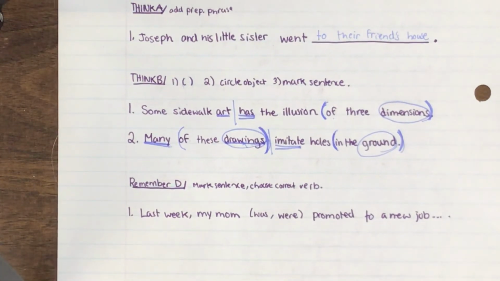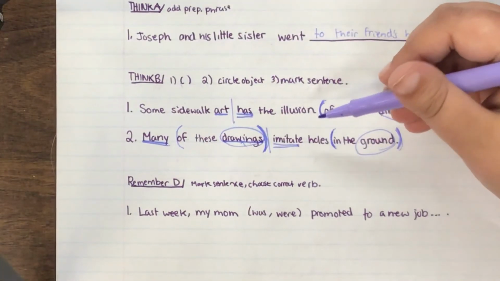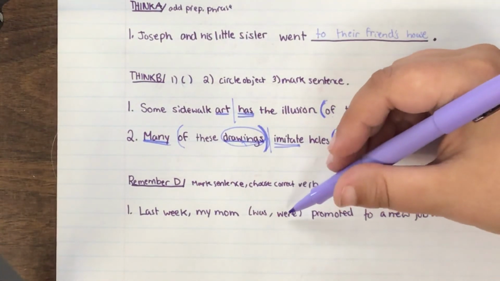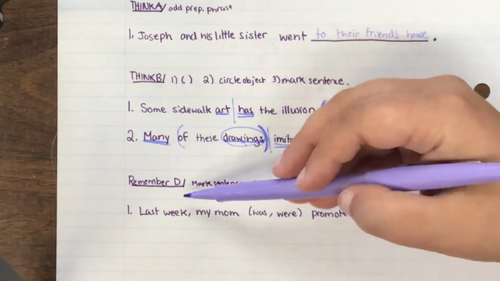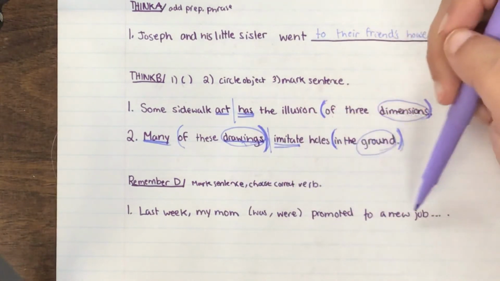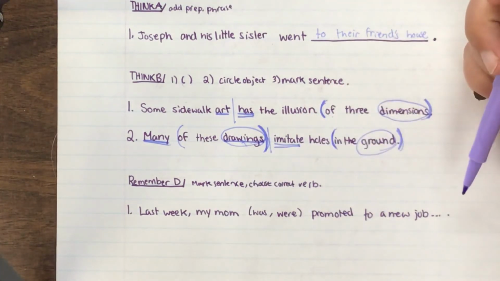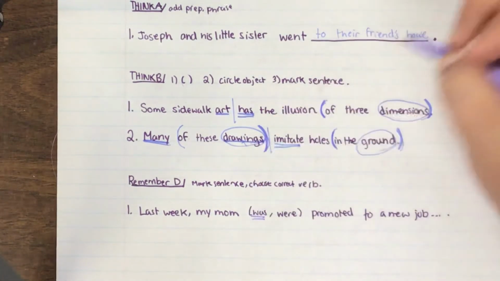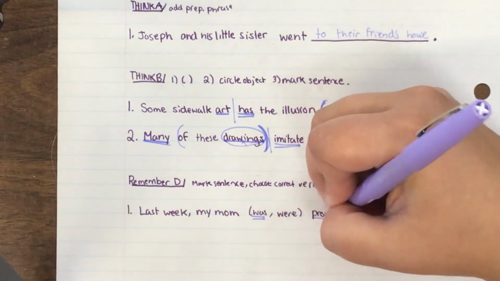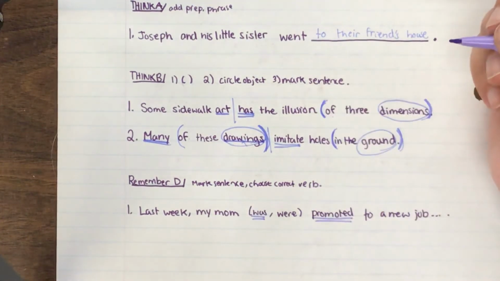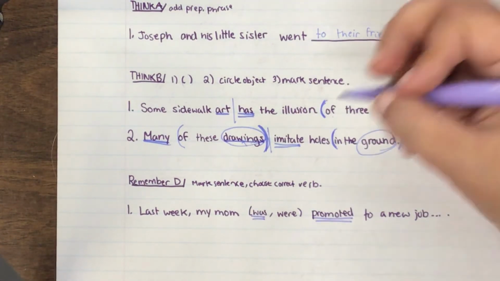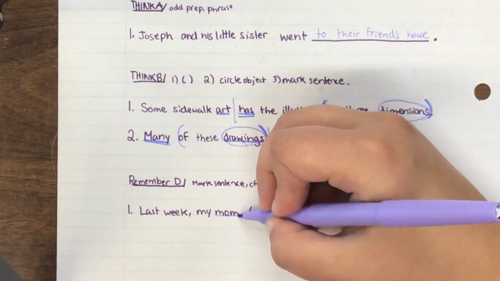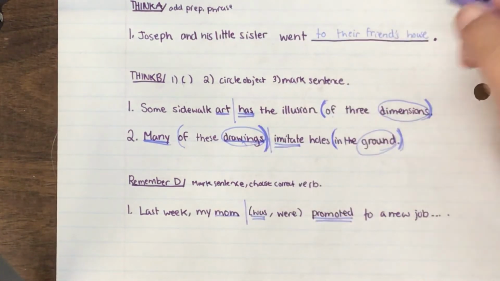Finally, for Remember D, we are told to mark the sentence and underline the correct verb in the parentheses. We can do that. Last week, my mom was promoted to a new job or were promoted to a new job. Well, there's just one mom, so I'm going to use the word was. That's my verb. And promoted is also an action, so that's also a verb. And who was promoted? Mom was. There we go. Mom is the subject, was promoted is the verb, and I'm done just like that.